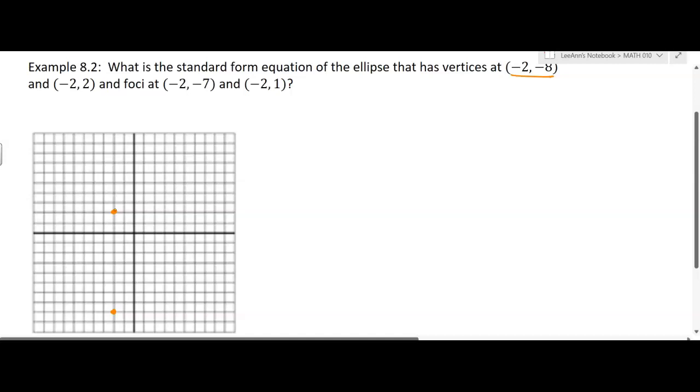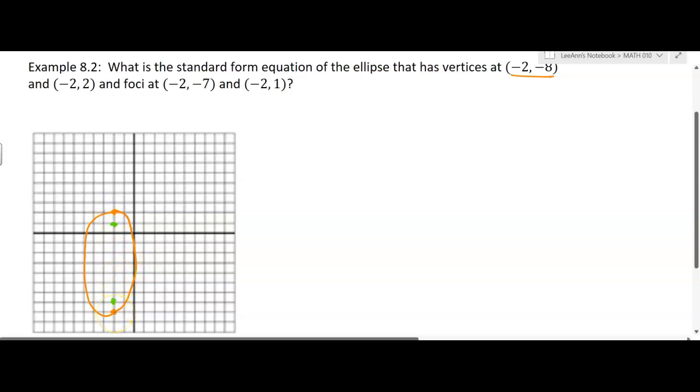The foci are at (-2, -7), so there's one, and (-2, 1). We know then that this ellipse is going something like, not like that, but something along those lines. We know it has the major axis, and we know how long that major axis is. We can figure out what the center is, right? So what's the distance between here and here? 10, right? Between -8 and 2, you could just count that out.